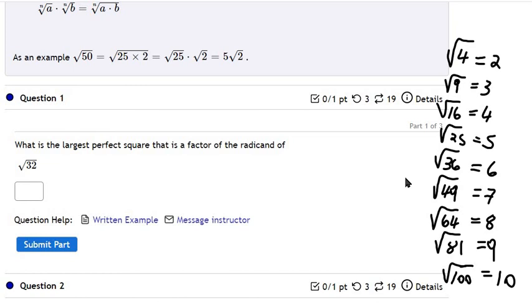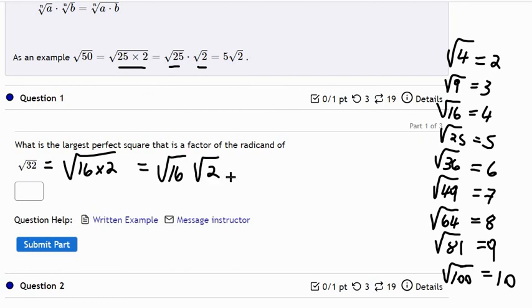So when I break up the 32, I'm actually going to break it up into the square root of 16 times 2. Which we can split up even further into two separate radicals, just like we did here, into the square root of 16 times the square root of 2.